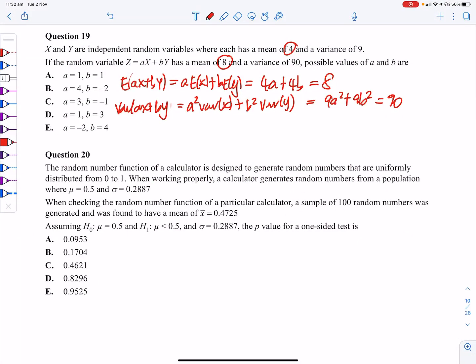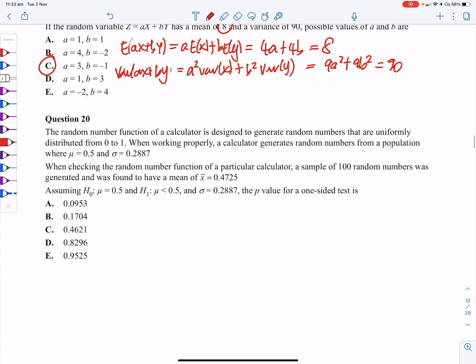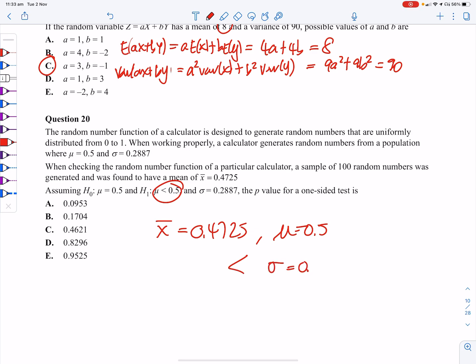3, negative 1. The random number function of a calculator is designed to generate random numbers that are uniformly distributed from 0 to 1. When working with a population, mu is 0.5 and sigma is that. When checking the random number function, a sample of random numbers was generated and found to have a mean of 0.4725. So x bar is 0.4725, mu is 0.5, it's less than. Sigma is 0.2887, and we want to find the p-value, and n is 100.